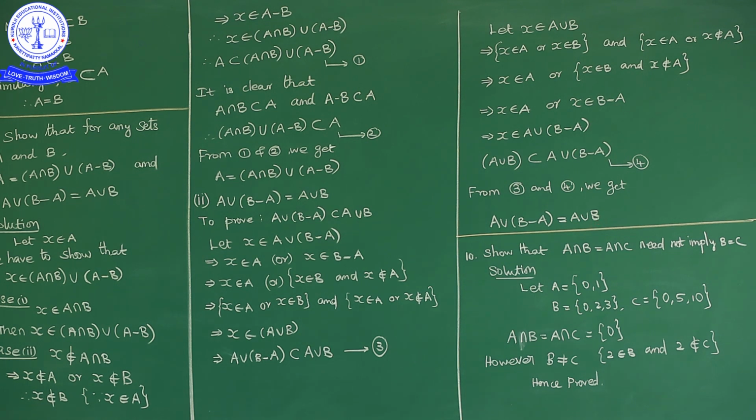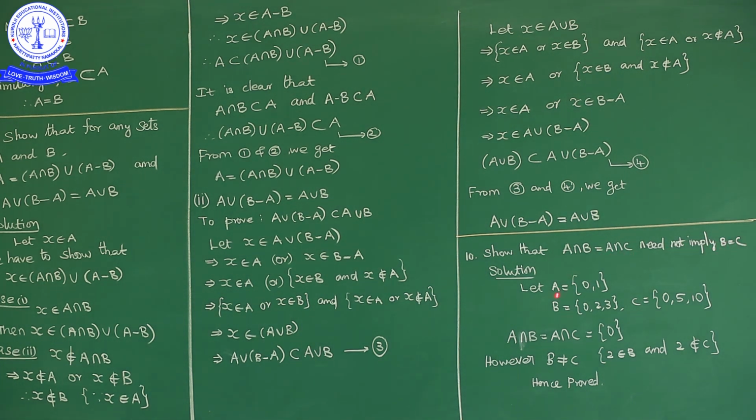Next question. You can give any example for this question. A intersection B equals A intersection C. Show that if these two are equal, A intersection B equal to A intersection C need not imply B equal to C. If these two are equal, it does not mean that B and C are equal.